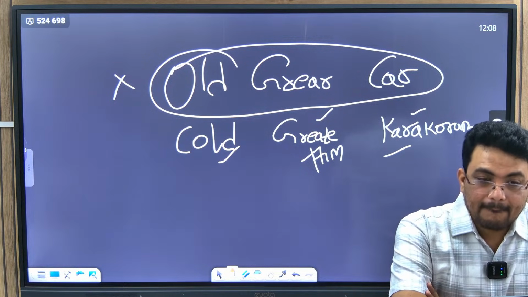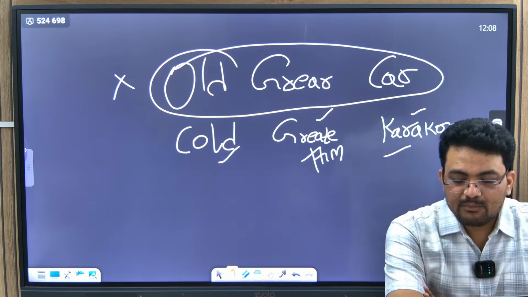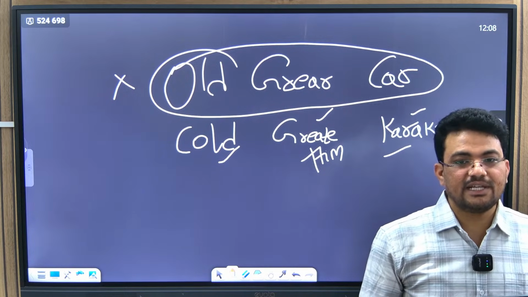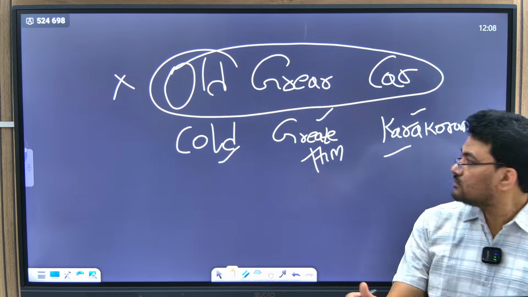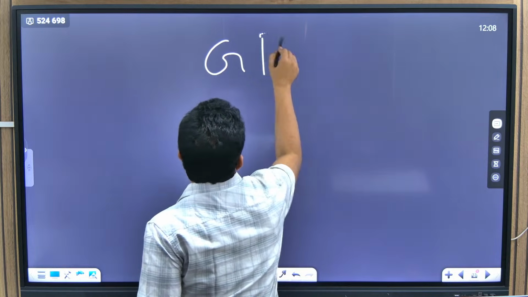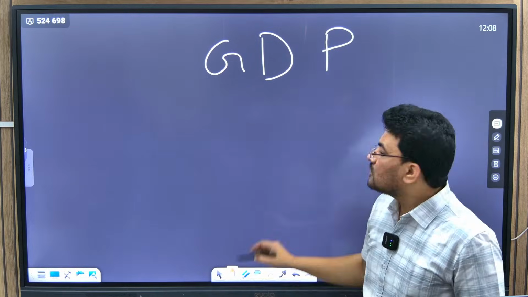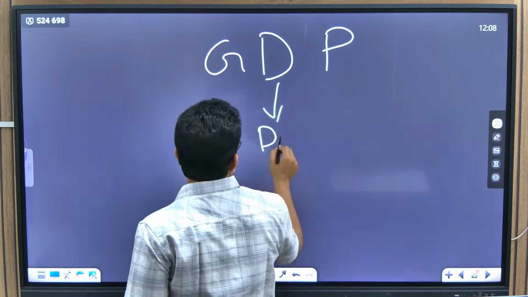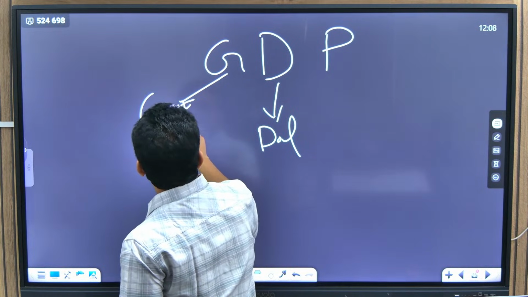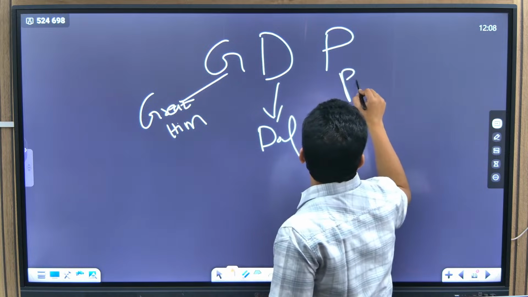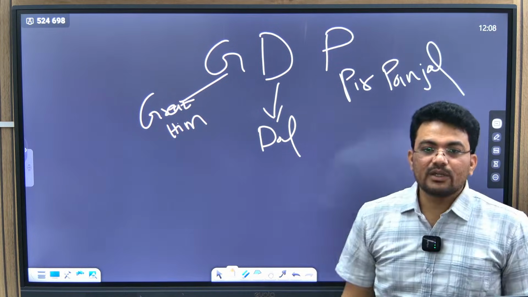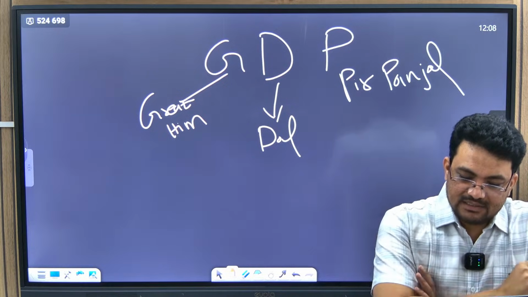Between Great Himalayas and Pir Panjal range lies the famous Dal Lake and Kashmir Valley. So I remember this as GDP. So Dal Lake is between Great Himalayas and Pir Panjal. So this is the second fact.